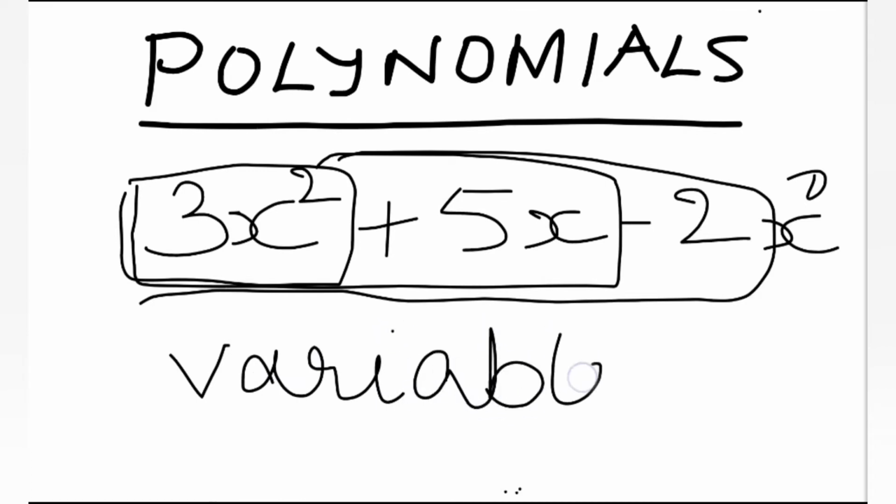Variable. Here, the variable is x. Why is it called a variable? Because it can take any values. We don't know the value of x. And you can use any alphabets as variable.